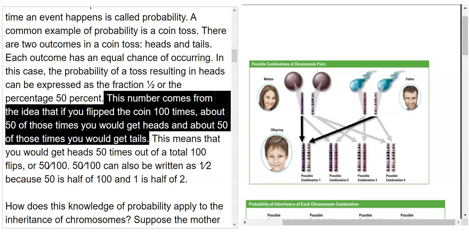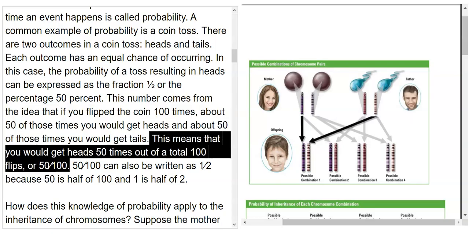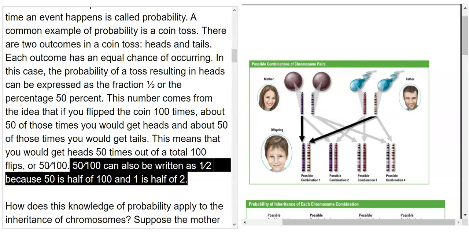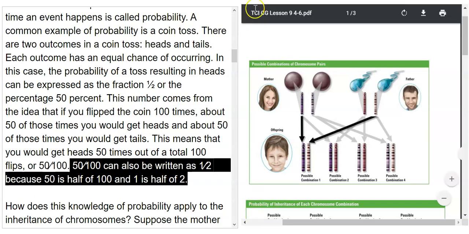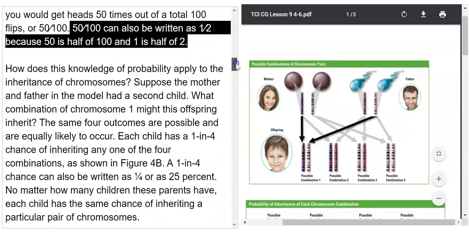This number comes from the idea that if you flip the coin 100 times, about 50 of these times you would get heads and about 50 of these times you would get tails. This means that you would get heads 50 times out of a total of 100 flips, or 50 out of 100. 50 out of 100 can also be written as 1 over 2 because 50 is half of 100 and 1 is half of 2.